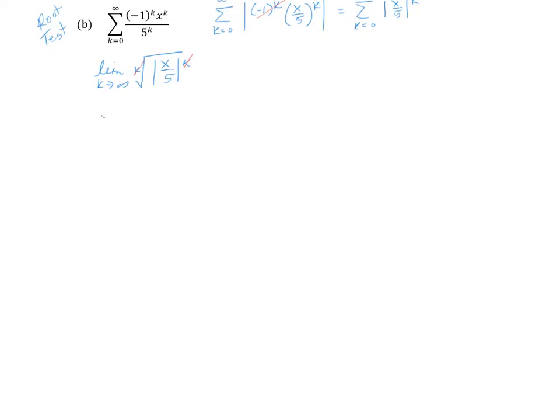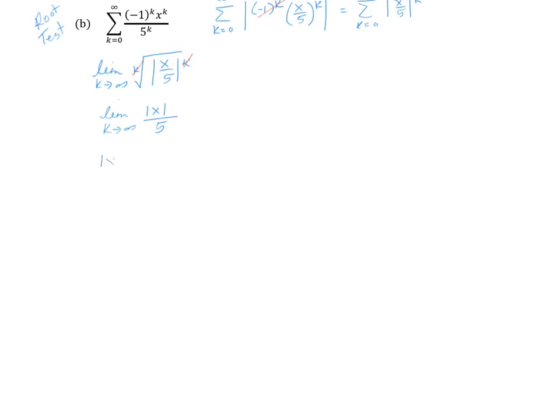This becomes the limit as k goes to infinity of the absolute value of x over 5. Do I need the absolute values on 5? No, I don't. But you can keep them on if you wish. Notice that there's no k in this expression. So as k goes to infinity, the absolute value of x over 5 is simply some constant. So the limit is absolute value of x over 5.